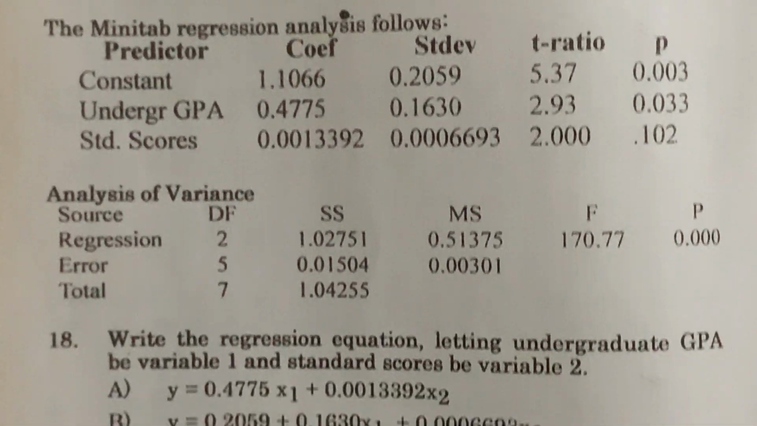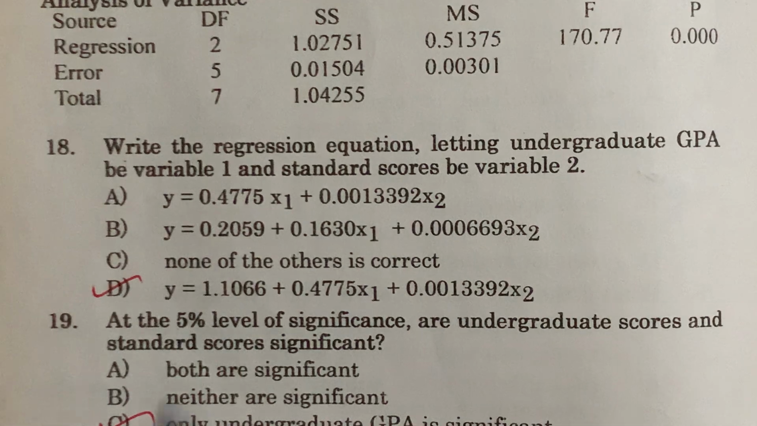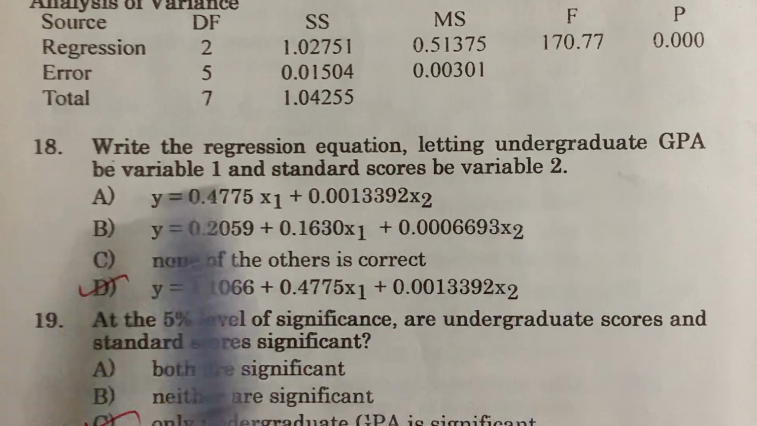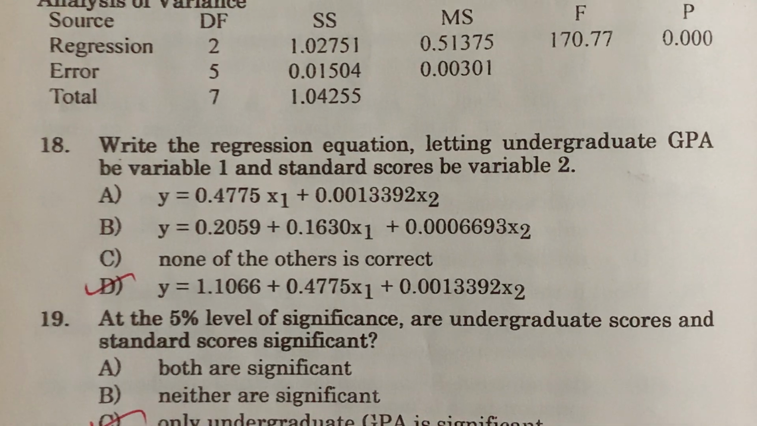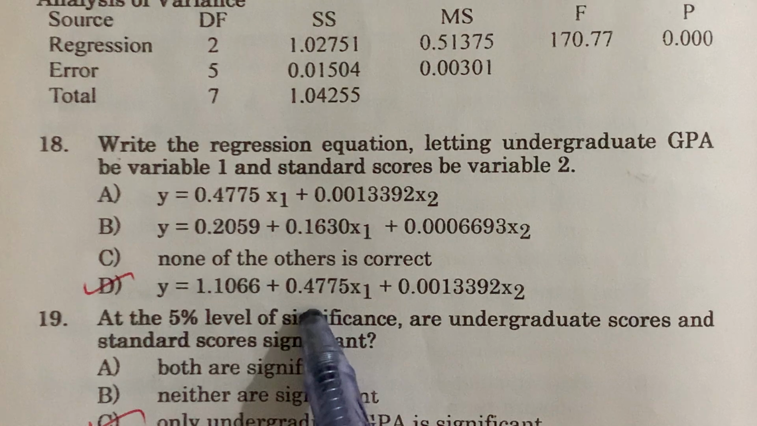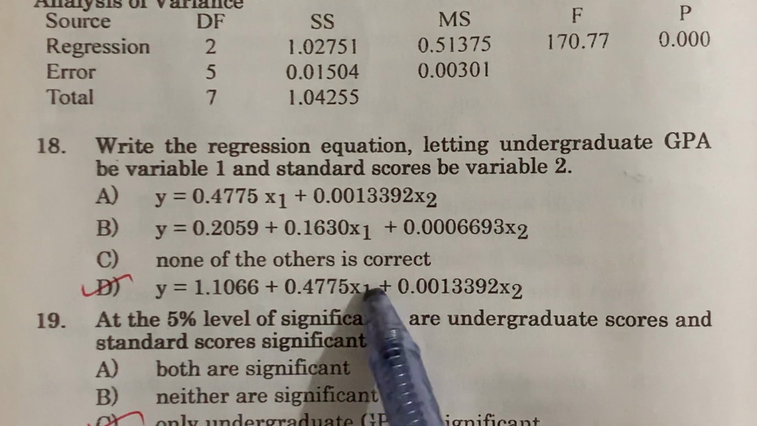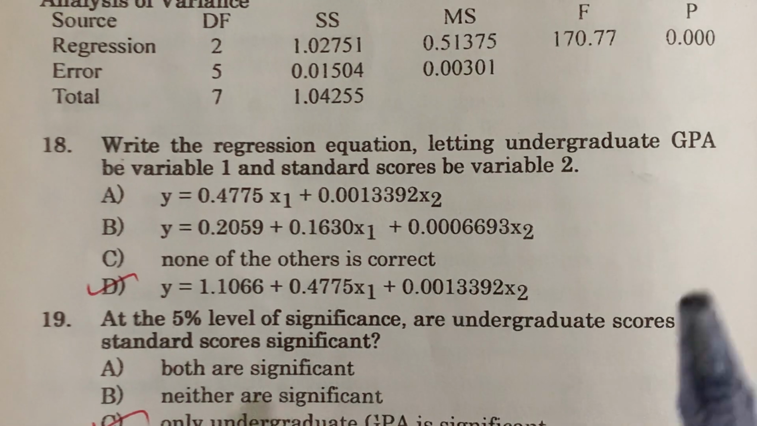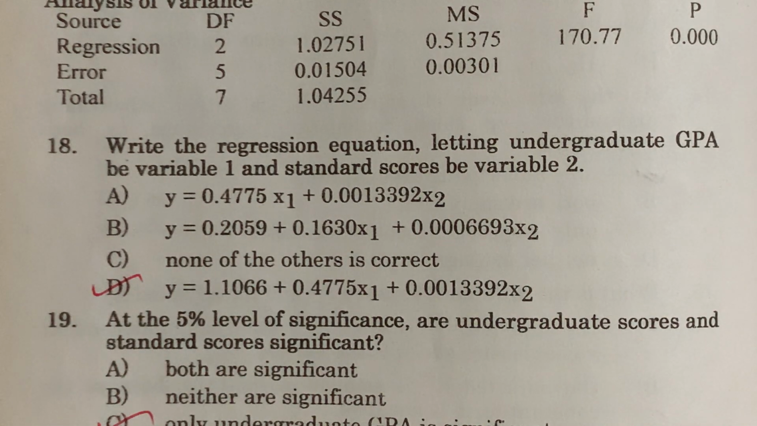ओके, अब हम आते हैं MCQs की तरफ. Write the regression equation letting undergraduate GPA be variable 1 and standard score be variable 2. Y is equal to 1.1066 plus 0.4775 x1 plus 0.001339 multiplied by x2. So option number D is correct.